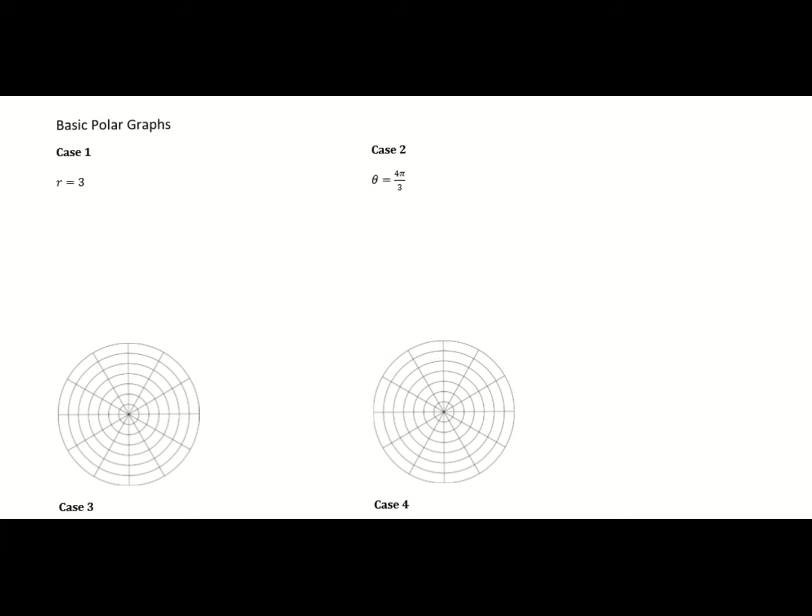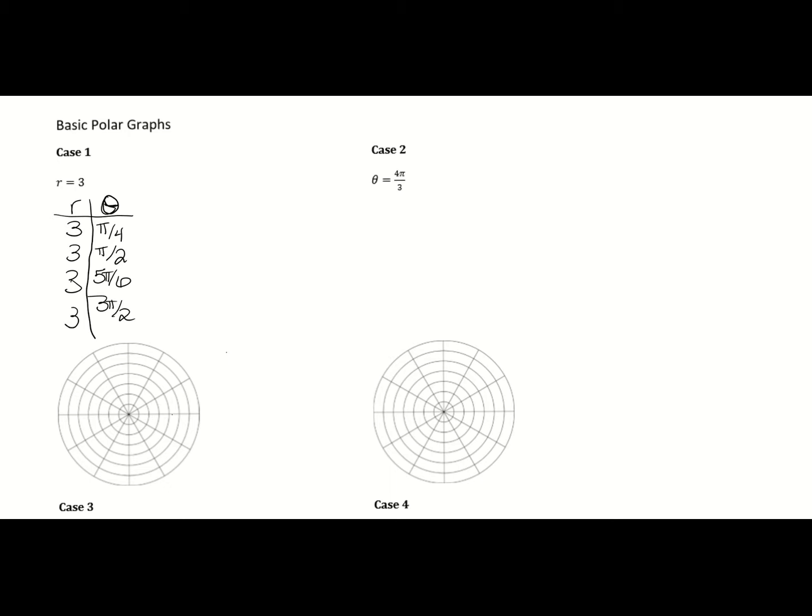Now a great thing to do when you don't know what a graph looks like, whether that be in polar or rectangular, is to create a table. So in this situation, what this is saying is that whatever you pick for theta, so say I pick pi over 4, because theta is not in the equation, it doesn't affect the r, so r is going to be 3. Or if I pick theta as pi over 2, r is going to be 3. Or if I pick 5 pi over 6, r is going to be 3.